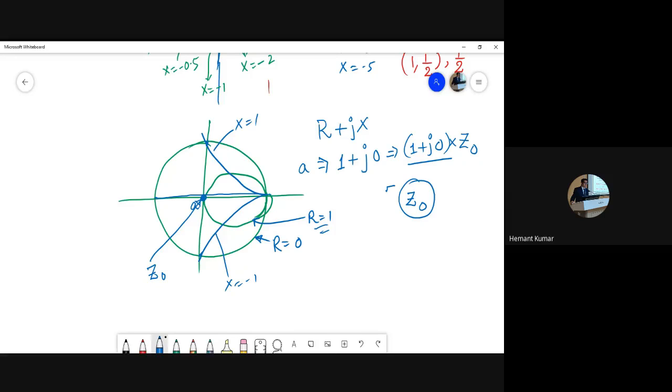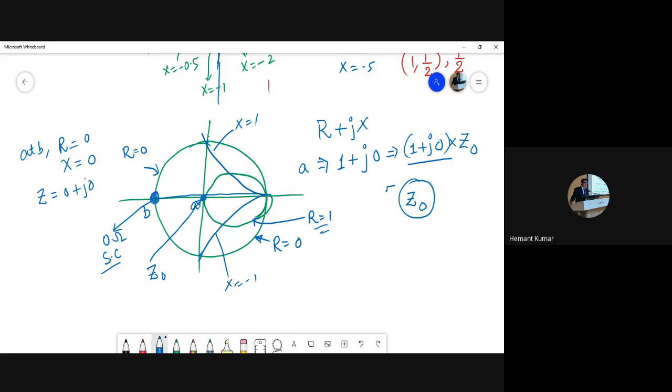It's the same way. If I ask you what is the impedance at this point, suppose this point is B. What is the value of R at B? R is 0. What is the value of X at this point? 0. So what is the impedance? The impedance is 0 plus j0. So this is a zero impedance, 0 ohm, or you can say short circuited.